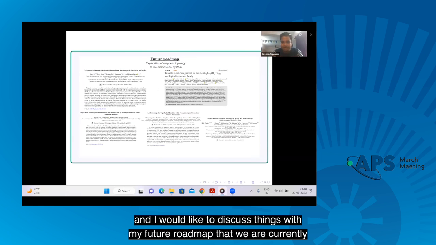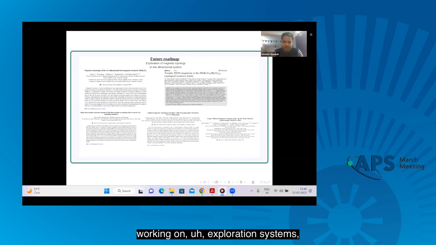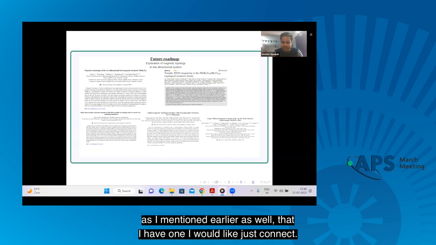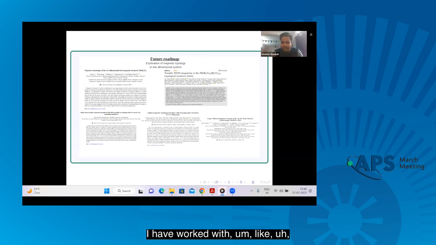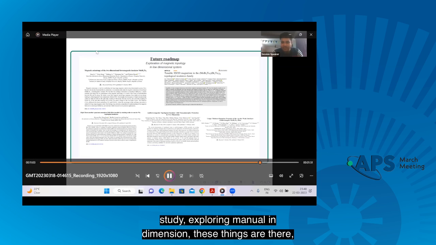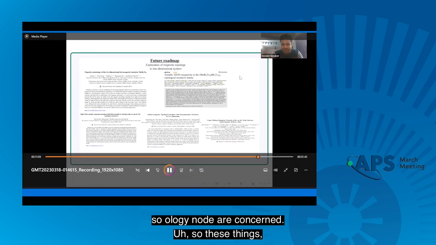And I would like to discuss things related to my future roadmap that we are currently working on, like exploration of magnetic topology in water filtering systems. As I mentioned earlier as well, I would like to just connect, I have worked with proprietary Josephson junctions, working with finding different complicated magnetic structure within the framework of neutron diffraction study, exploring magnetism in low dimension. So exploring magnetic topology in low dimension systems are concerned.